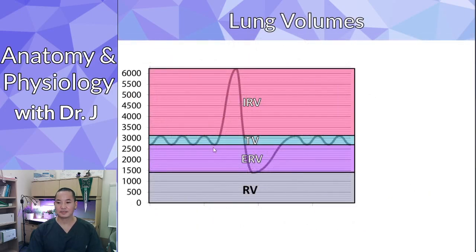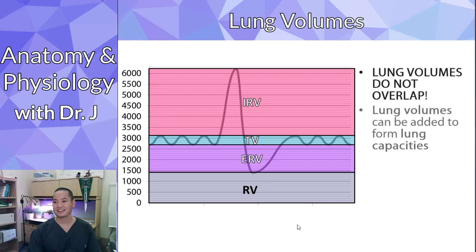Now lung volumes. The interesting thing about lung volumes is that, by definition, they do not overlap. The border of one is the border for another. So again, tidal volume is the amount moving in and out of your lungs during regular quiet breathing. Inspiratory reserve volume is how much more you can breathe in. Expiratory reserve volume is how much more you can breathe out. I can't emphasize enough that they do not overlap, but they can be added to form another type of measurement we call lung capacities. Lung capacities can overlap. Lung volumes do not overlap.